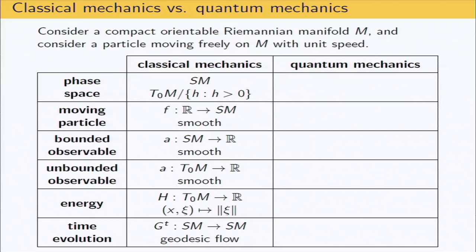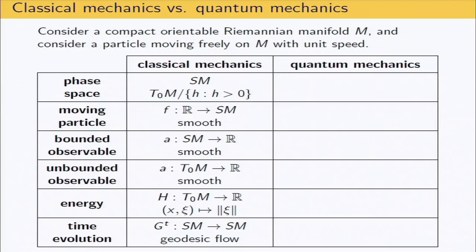But for a proper description, yes? I'm sorry, could you say again what S, T naught? SM is the unit tangent bundle of the manifold. What is T naught? T naught is the non-zero tangent bundle. So non-zero tangent vectors at points of M.